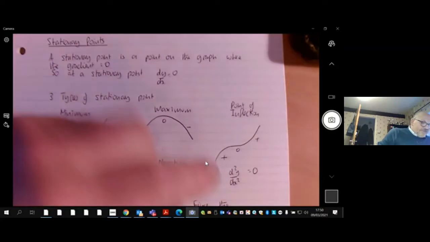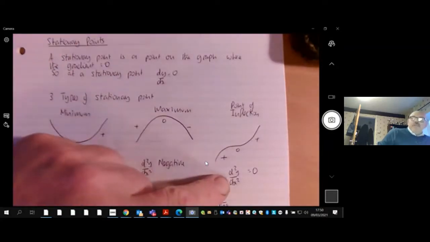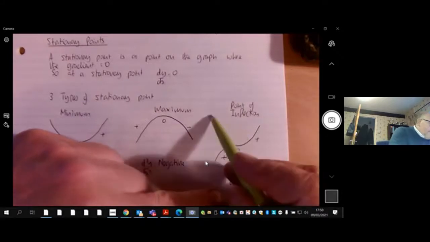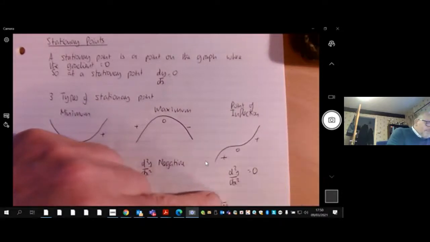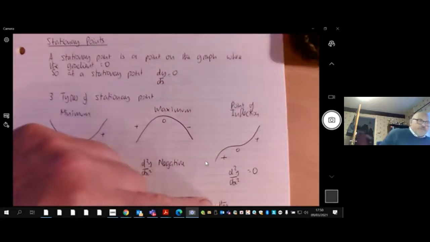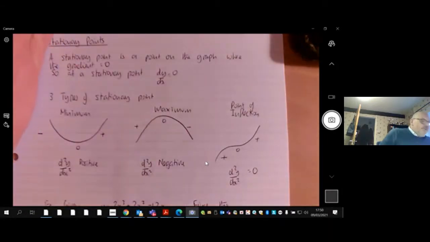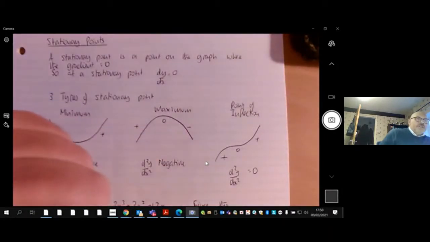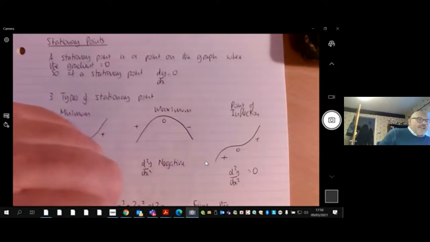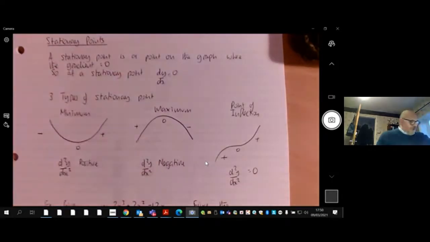And obviously, a point of inflection is when d2y by dx squared equals 0. And if the point of inflection goes the other way, then it's still 0. Y equals x cubed has a point of inflection. Y equals tan x has a point of inflection, as you've probably seen from those graphs.